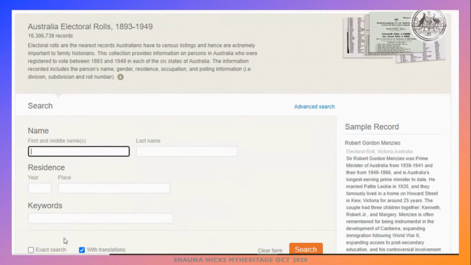Now, Australia is a mix of seven states and territories, and you do need to know which state because they're all sort of independent. You'll have their own electoral rolls, although there are some Commonwealth rolls, but there's also state rolls. So when you're looking for electoral rolls, you can put in a person's name, and if it's an uncommon name, it might come up, but you may need to have a place as well.